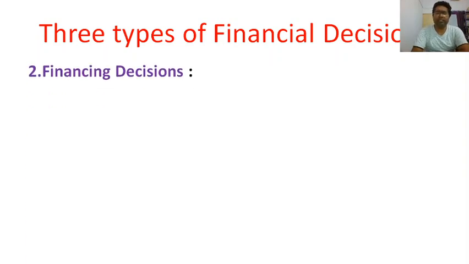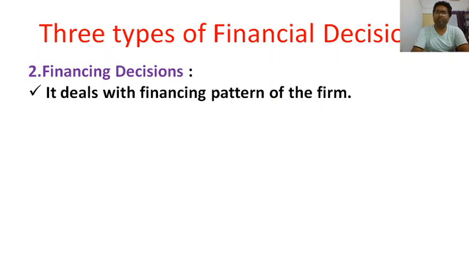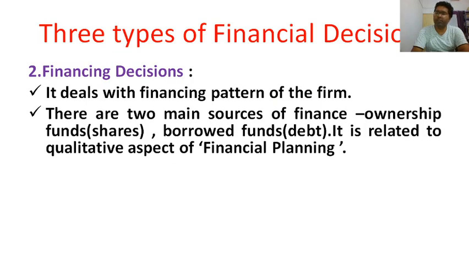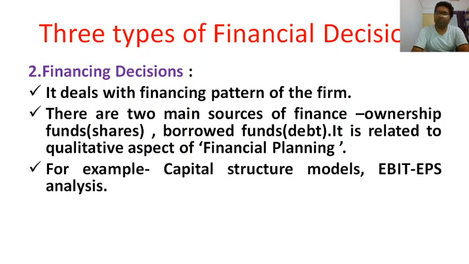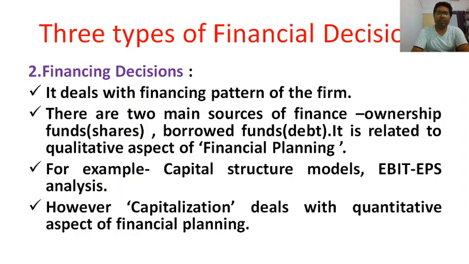Second point, financing decision. It deals with the financing pattern of the firm. There are two main sources of finance, as we have already discussed: ownership funds, equity share, and borrowed fund, debenture or debt. It is also related to the qualitative aspect of financial planning. For example, capital structure models, EBIT-EPS analysis. EBIT, earnings before interest and tax; EPS, earnings per share. So EBIT-EPS analysis comes under financing decision. However, capitalization deals with the quantitative aspect of financial planning.